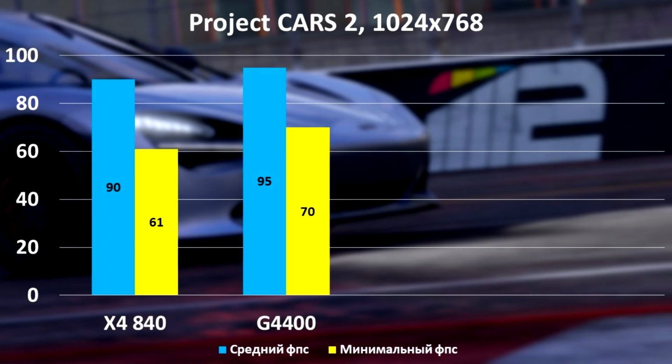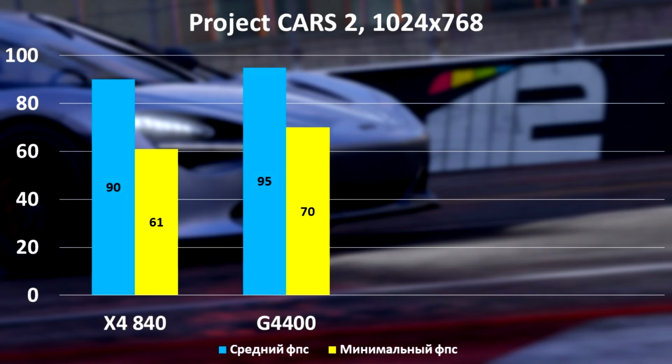Project Cars 2. Resolution 1024 by 768. Here is a slight advantage of Intel on FPS, but both processors on minimum settings give a good result. With the complexity of the game mechanics, the FPS may drop to 30, but it will remain stable.